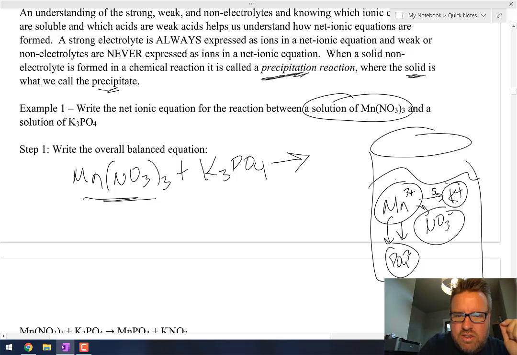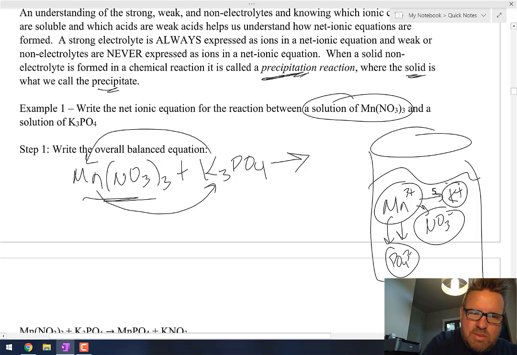No, we do not. So typically what you do to start this is you go, this is a double replacement reaction where the potassium and the manganese are going to trade places. So we get KNO3 as one product, and MnNO3, no, not NO3, sorry.